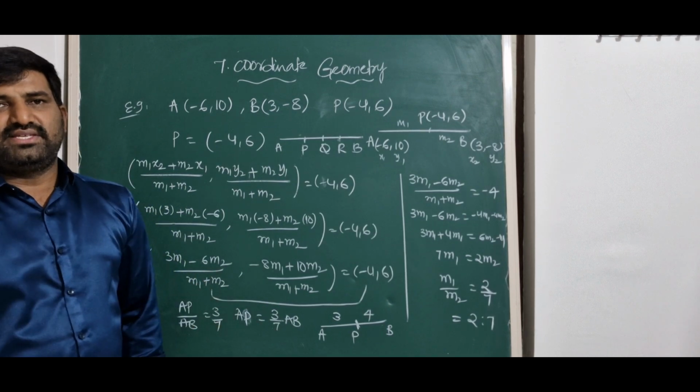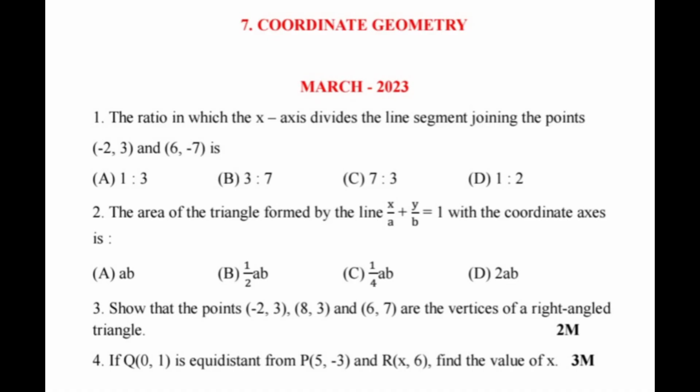And see the previous year's questions. Here is the March 2023 question paper. We have 4 questions: 2 MCQs, one 2 marks question and one 3 marks question. The ratio in which the x-axis divides the line segment joining the points (-2, 3) and (6, -7): you can take point P as (x, 0), A is (-2, 3) and B is (6, -7). Use the section formula and you will get the answer.